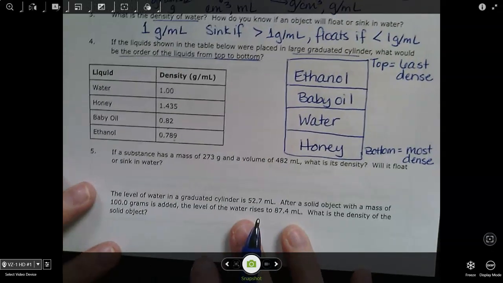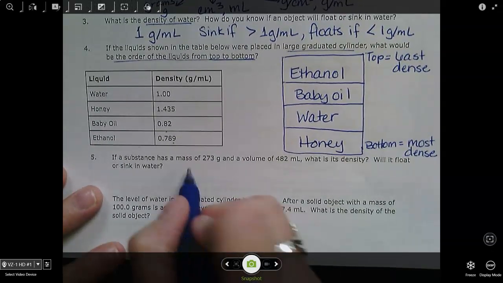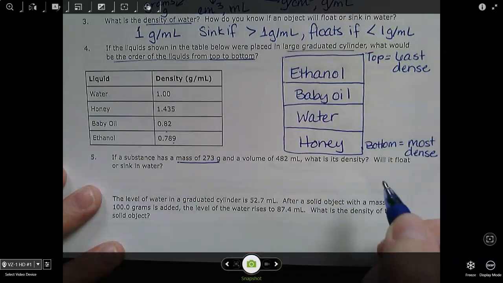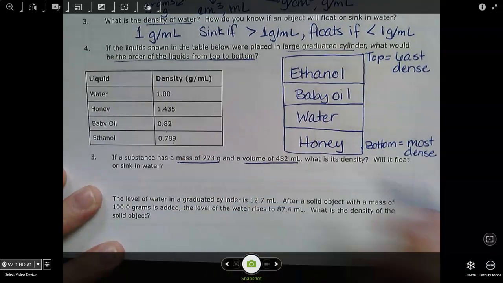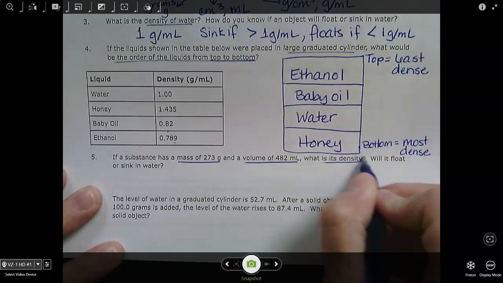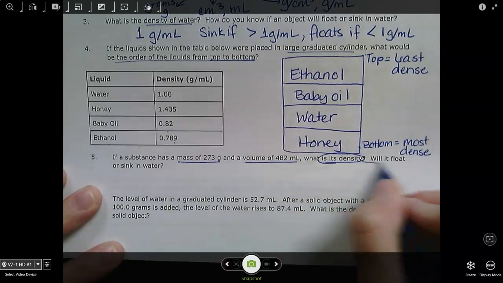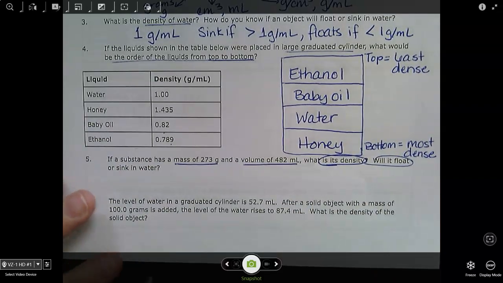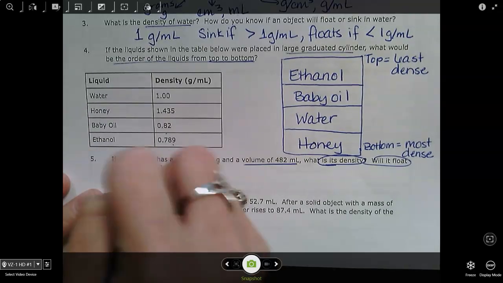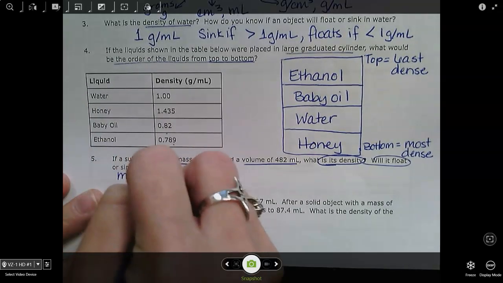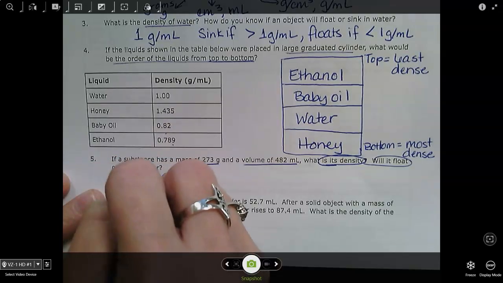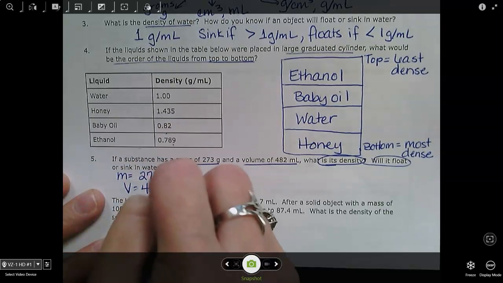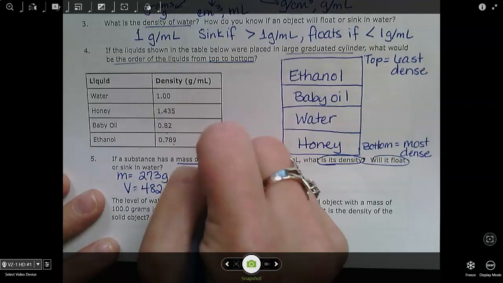Question number 5. If a substance has a mass of 273 grams and a volume of 482 milliliters, what is its density? And then they ask, will it float or sink? So I know the mass, 273 grams. I know the volume, 482 milliliters. What I want is density.